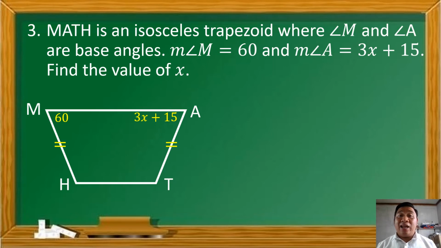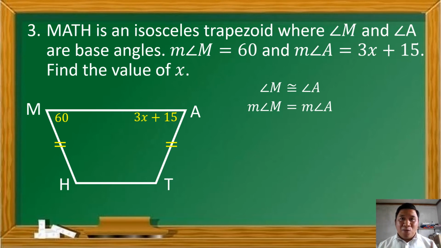So, pwede natin sabihin that angle M is congruent to angle A. Alright? Kasi nga, base angles sila ng ating isosceles trapezoid. And the base angles of an isosceles trapezoid are congruent to each other. Now, since they are congruent to each other, ibig sabihin that their measures are equal. Okay, kaya pwede natin sabihin that the measure of angle M is equal to the measure of angle A. Alright? Now, ayan na. Nasabi na natin na equal na ang measures ng dalawang angles na yan.